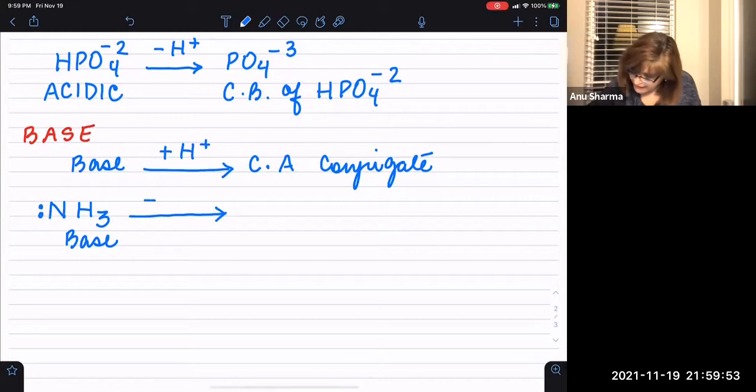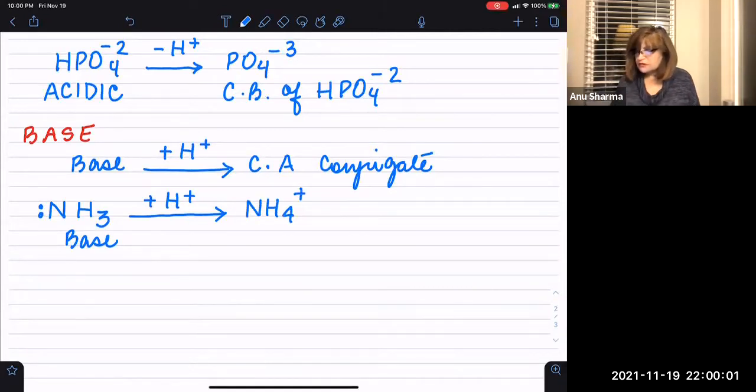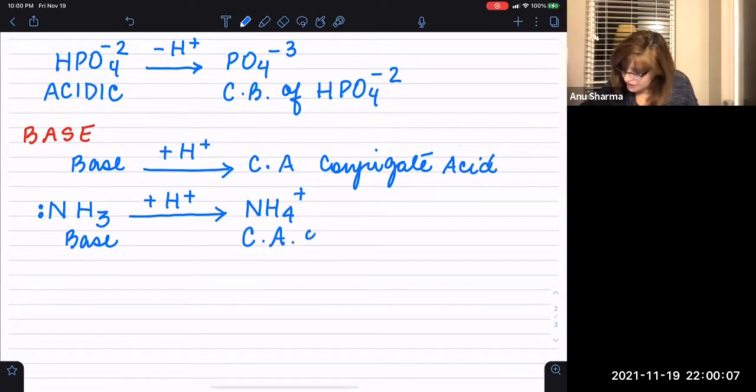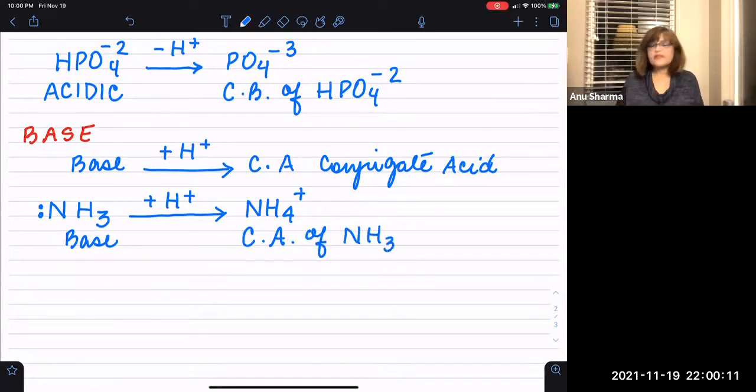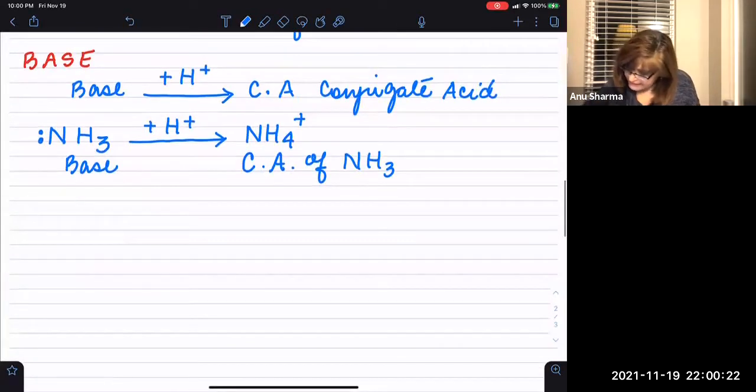Now, when it adds one more hydrogen ion, then it becomes NH4 with a positive charge. So this becomes the conjugate acid of NH3. Okay. So in this case, whenever a proton is being added, a positive charge comes or it is neutralized, either way. So let's look at another one.